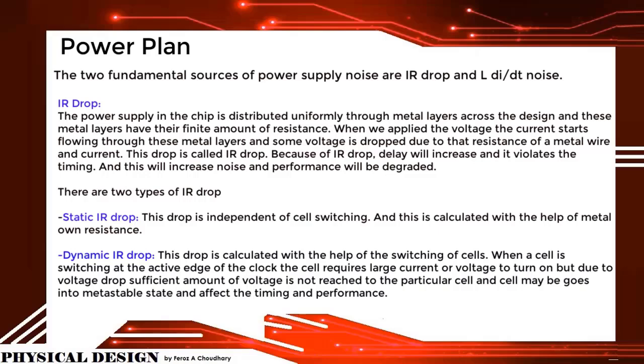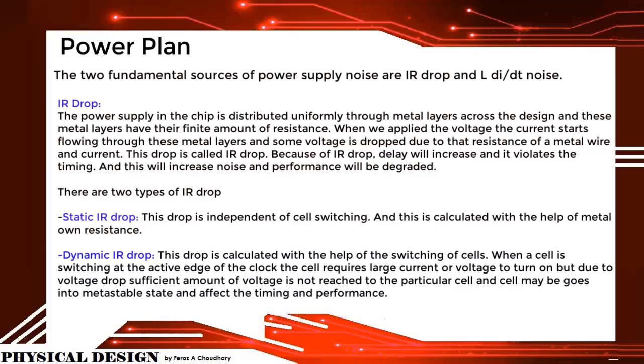Because of IR drop, delay will increase and it violates the timing, and this will increase noise and performance will be degraded. So there are two types of IR drop, which are static IR drop and dynamic IR drop. Static IR drop. This drop is independent of cell switching and is calculated with the help of the metal's own resistance. Dynamic IR drop. This drop is calculated with the help of switching of cells.